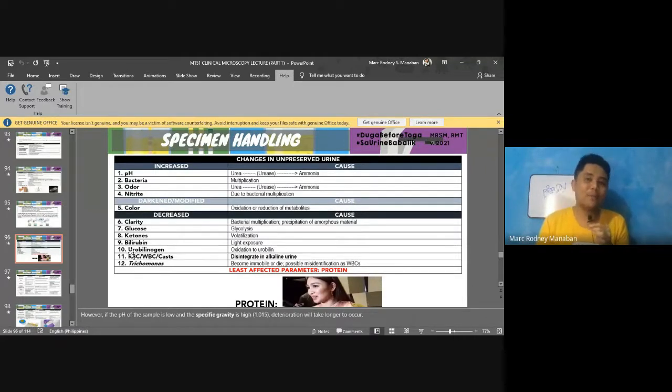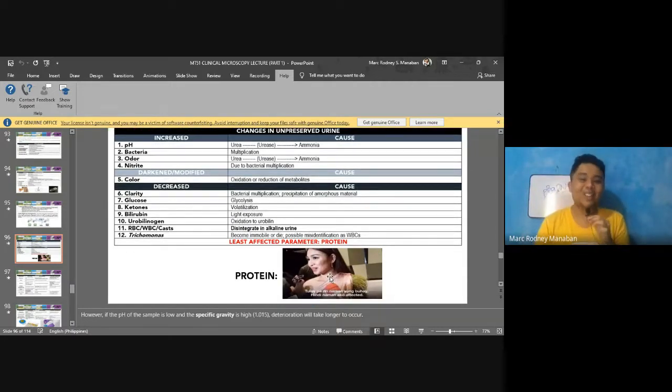But among all the parameters, the least affected, the one that is not affected at all, is protein. Life goes on, it is not affected. Protein is the least affected. Now, take note, if the pH is acidic and the SG is high, the deterioration of your casts takes longer because they are better preserved if the urine is acidic. Okay? Take note of that. The least affected parameter in your unpreserved urine is protein.